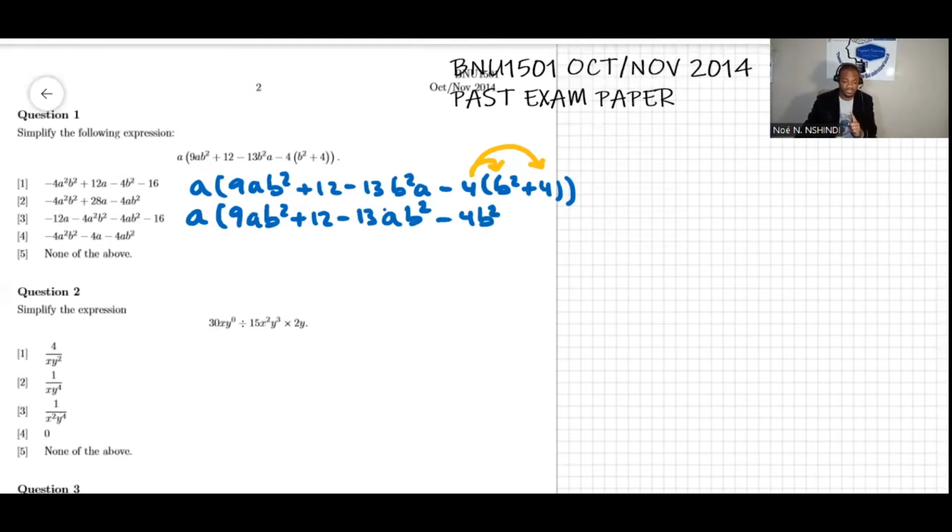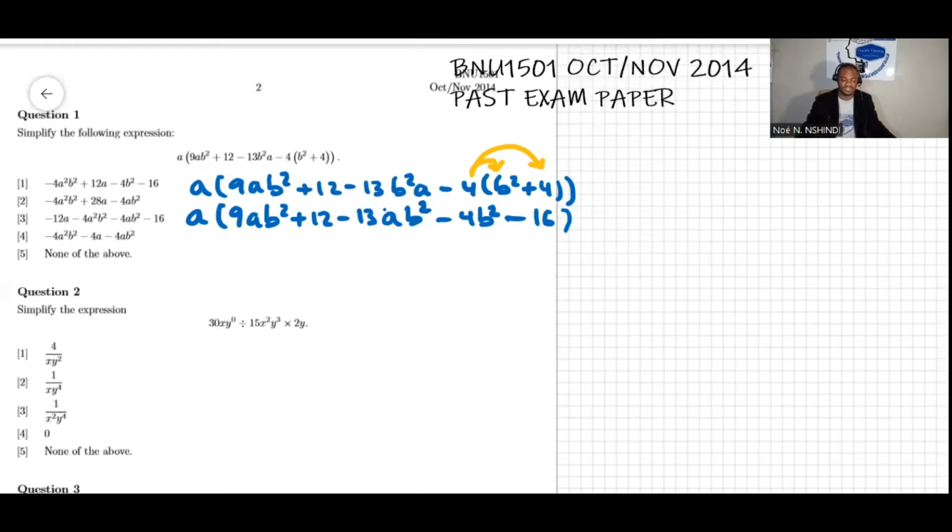Be careful here. Most of you say it's plus 16, but it is actually negative 16. Remember, whenever we multiply something with terms in the brackets, we need to pay attention to the signs, because the negative sign outside the bracket changes the sign of every term within the bracket. So it's going to be like that. Now let's see if there are some like terms.